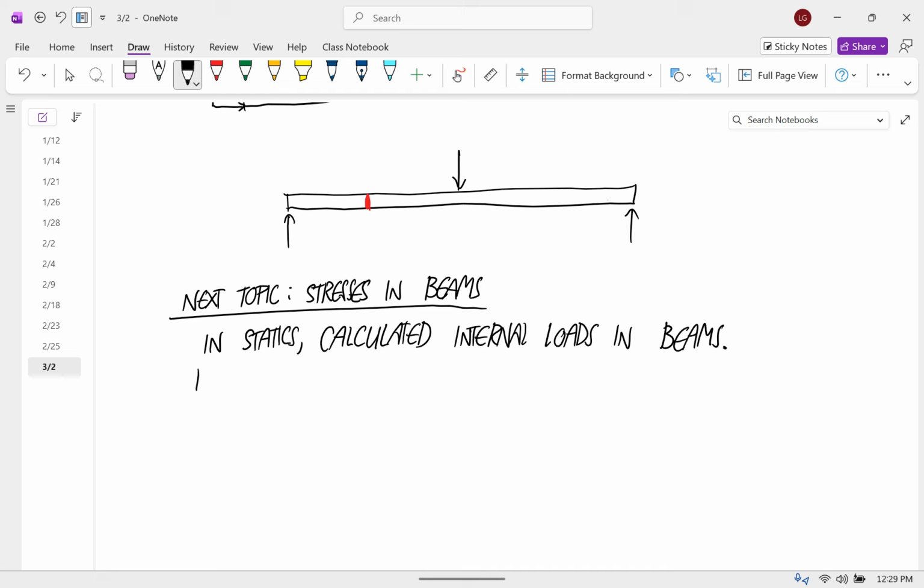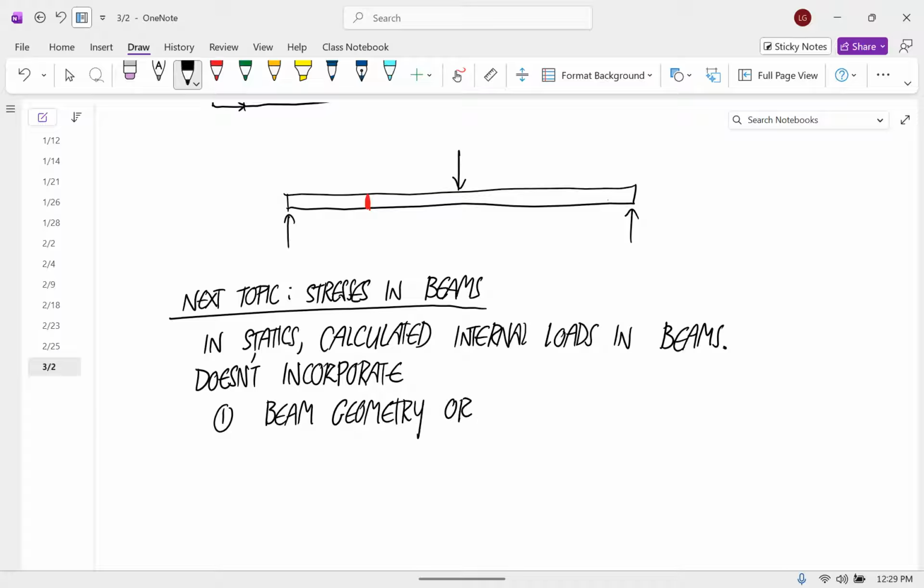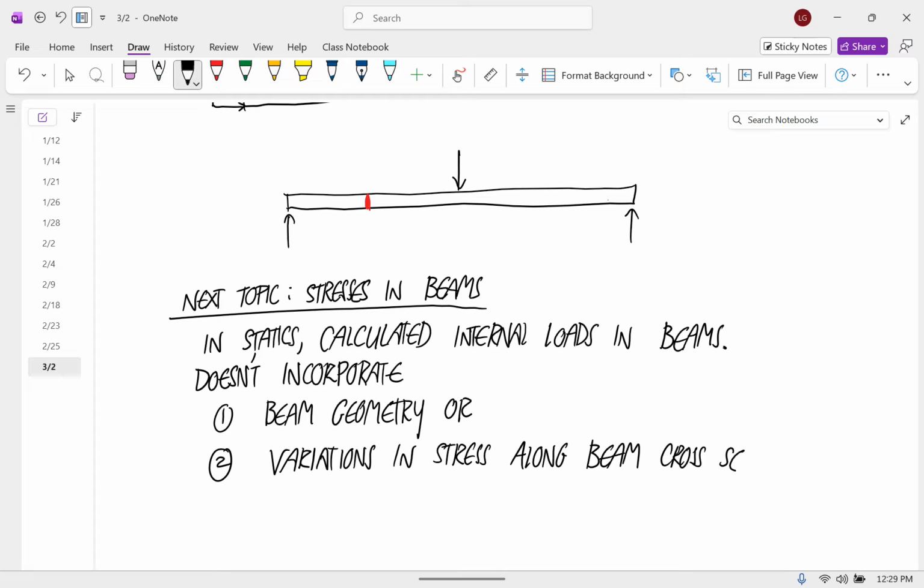So calculating the internal loads doesn't incorporate beam geometry, or variations in stress along a beam cross section. So that's what we're working towards, is being able to take those things into account.